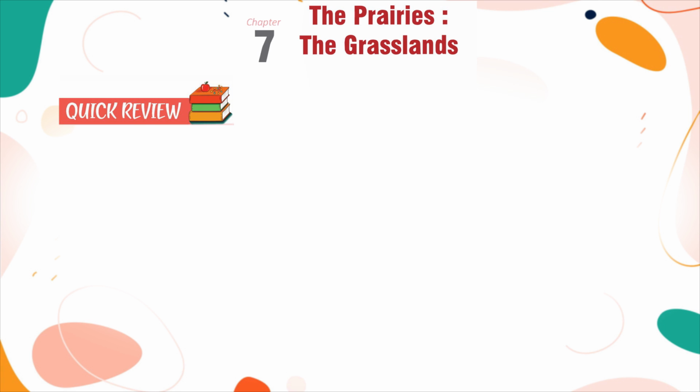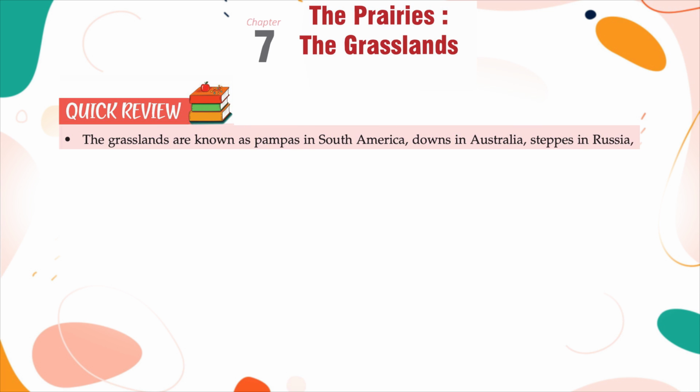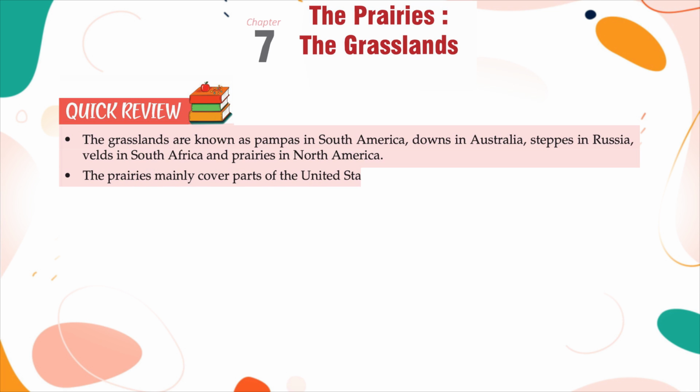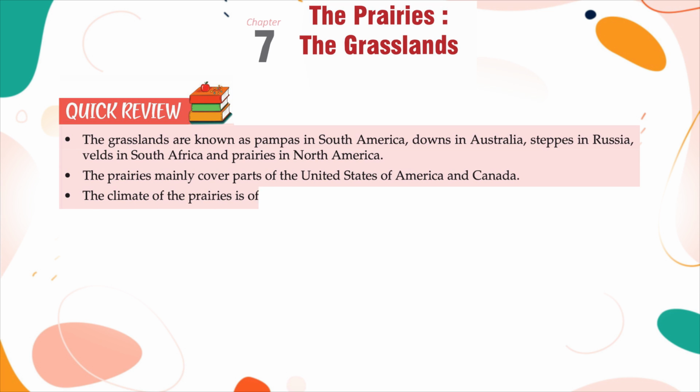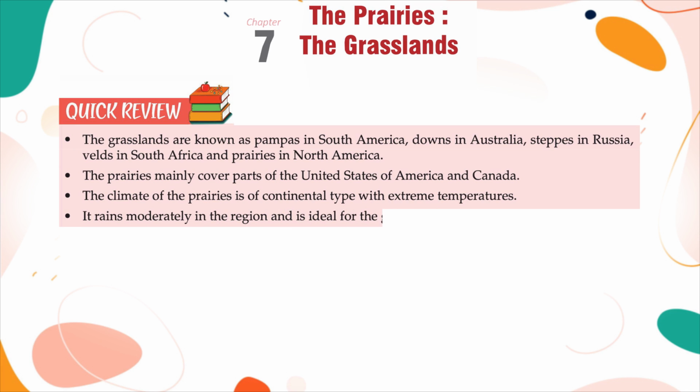Quick review. The grasslands are known as pampas in South America, downs in Australia, steppes in Russia, velds in South Africa, and prairies in North America. The prairies mainly cover parts of the United States of America and Canada. The climate of the prairies is of continental type, with extreme temperatures. It rains moderately in the region and is ideal for the growth of grass.